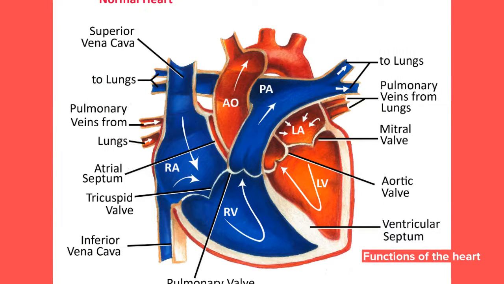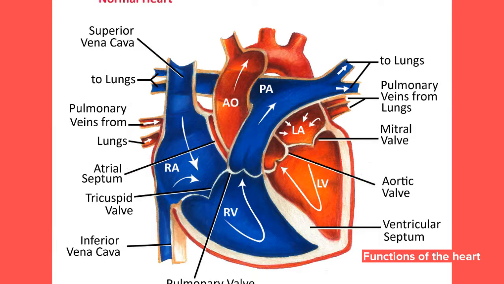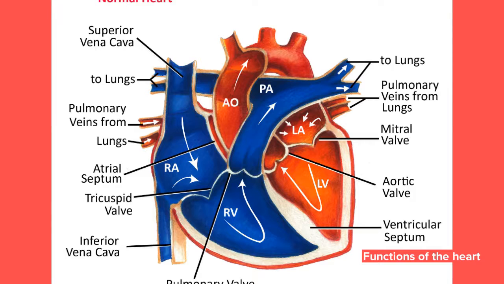Now let us separate the heart into upper and lower parts. In the upper part we have the right atrium and left atrium. The membrane, the layer which separates the right atrium and left atrium, is called the atrial septum. This is the upper part. The next one is the lower part. In the lower part we have the right ventricle and left ventricle. The layer which separates the right ventricle and left ventricle is called the ventricular septum. So this is the lower and upper part of the heart.